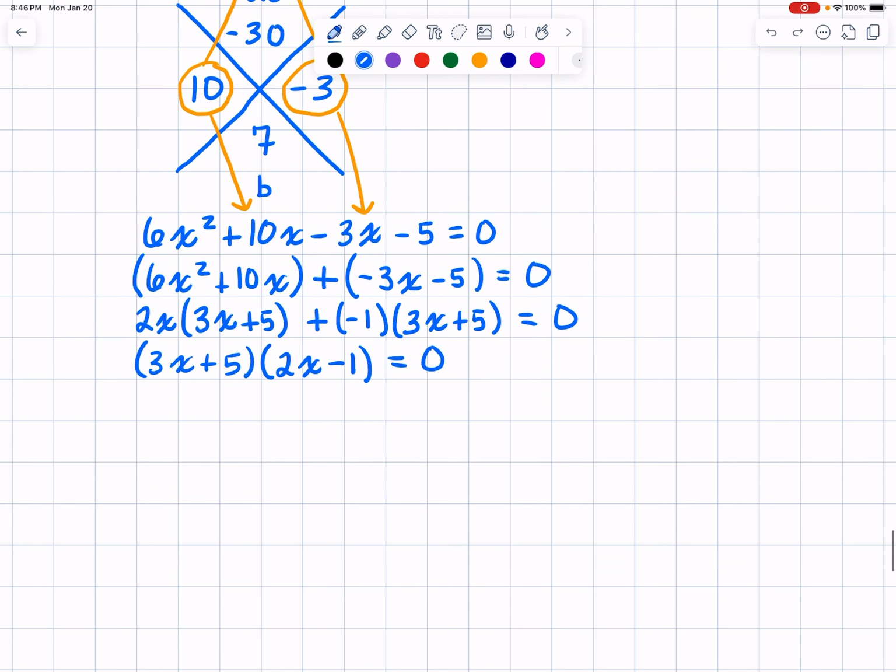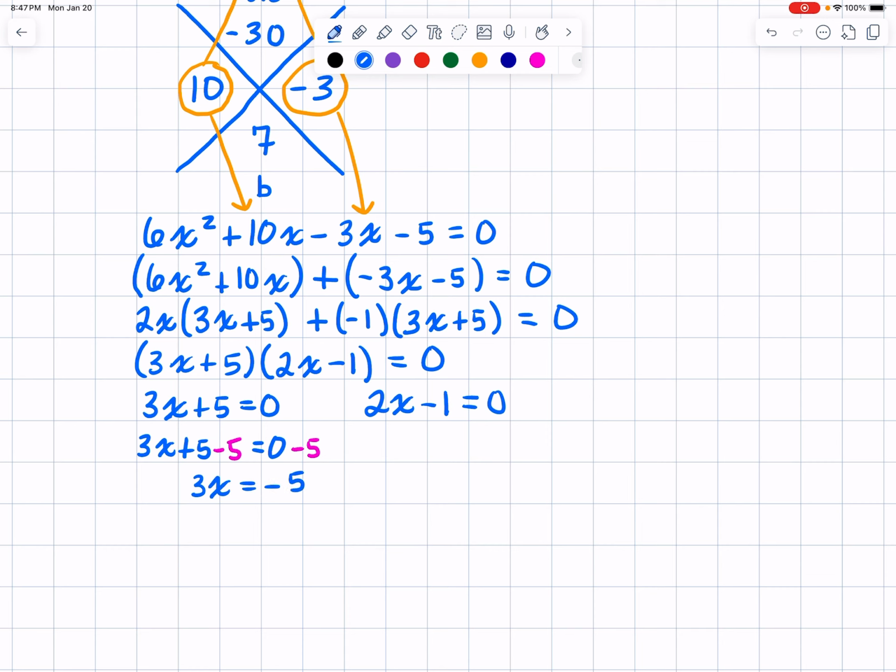So I have 3x plus 5 equals 0, and I have 2x minus 1 equals 0. So for 3x plus 5, we're going to just want to subtract 5 from both sides. So I have 3x plus 5 minus 5 equals 0 minus 5. So on the left-hand side, I get 3x. And on the right-hand side, I get negative 5.